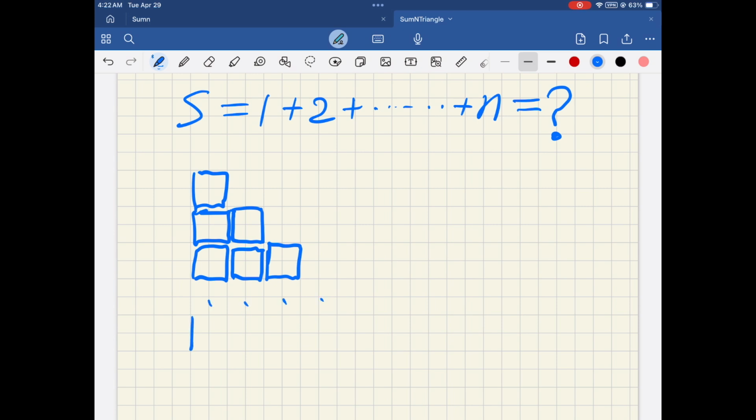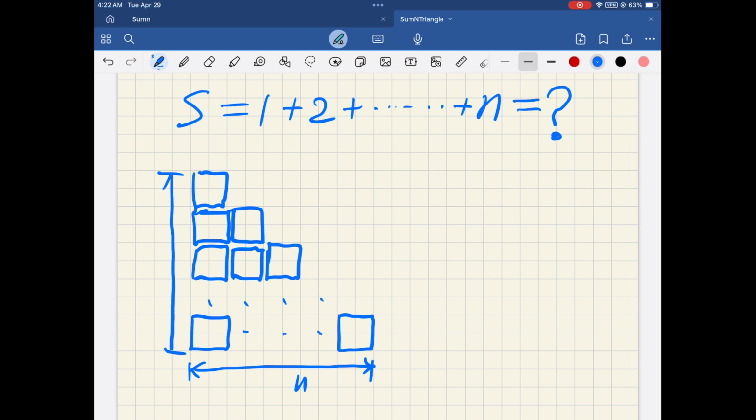Look at the shape we've created. It's like a staircase or a rough right triangle. The total height is n units, and the base width is also n units. Since each square has an area of 1, the total area of this entire stack is exactly the sum we want to find. Sn equals 1 plus 2 plus ... plus n.